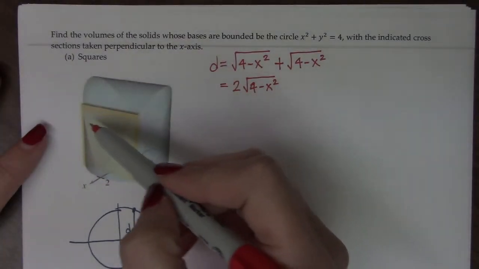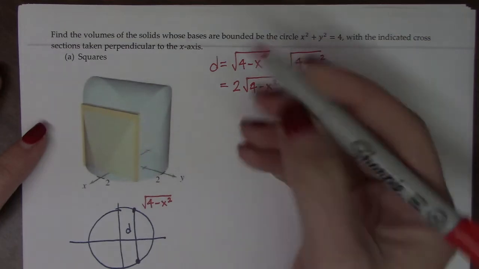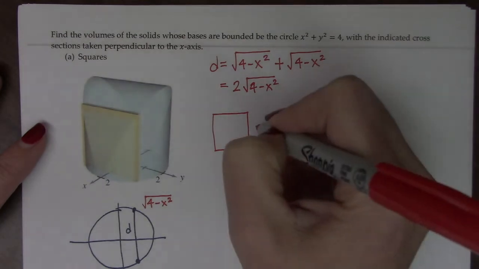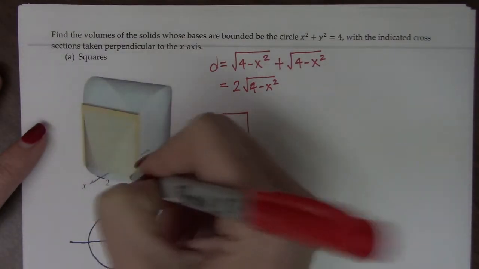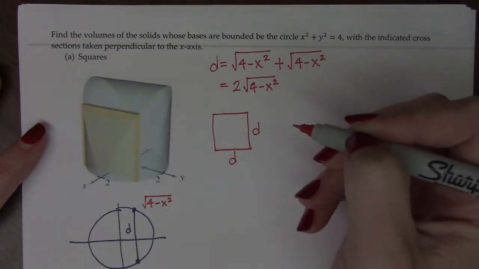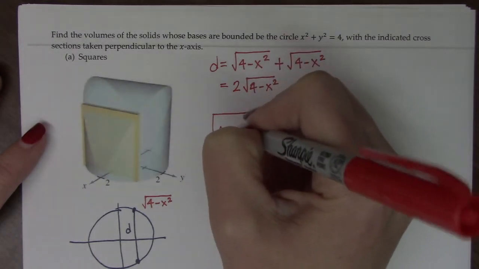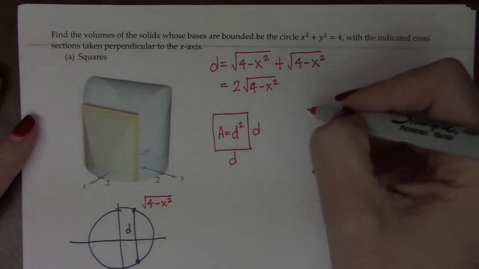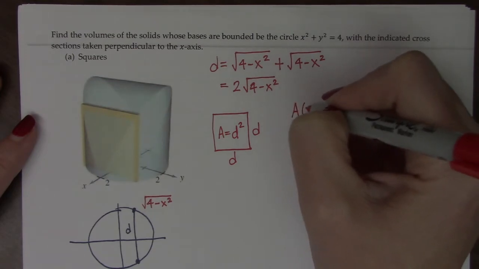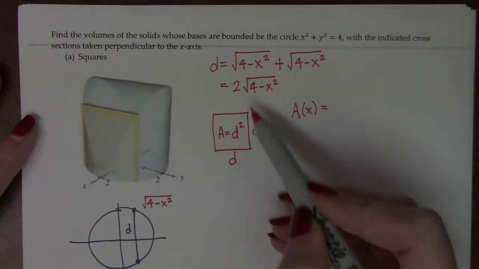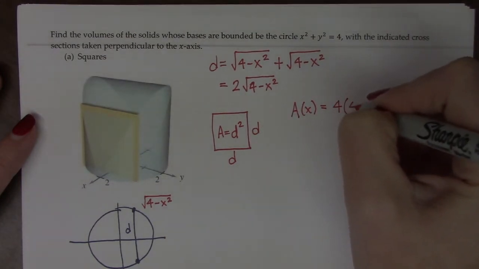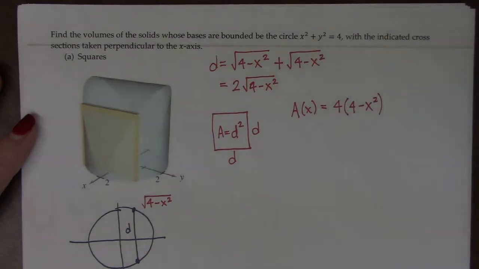So for the first problem, we have squares. With a square, we know that all 4 sides are equal. So that means if the base is d that runs across the circle, the height of the square is also d, so the area of this is just d squared. But in order to integrate that, I need to write this area as a function of x. So A of x is just going to be d squared. Here's our d. So when I square this, the 2 squared is going to be 4, and then when we square the radical, it just returns the inside. So this is the function that I need to integrate.